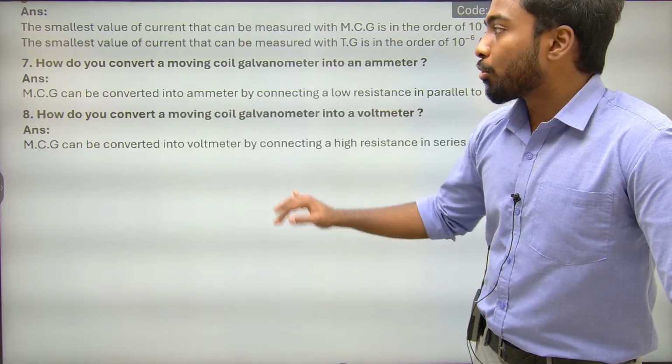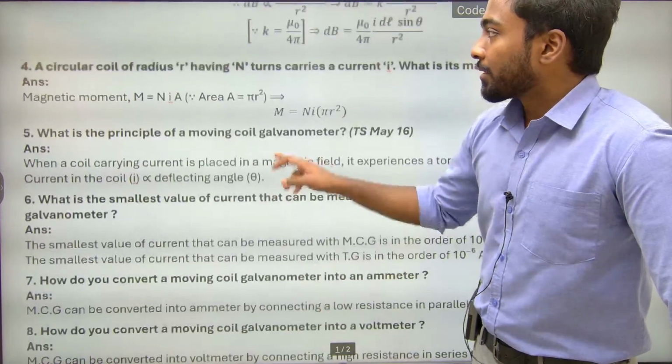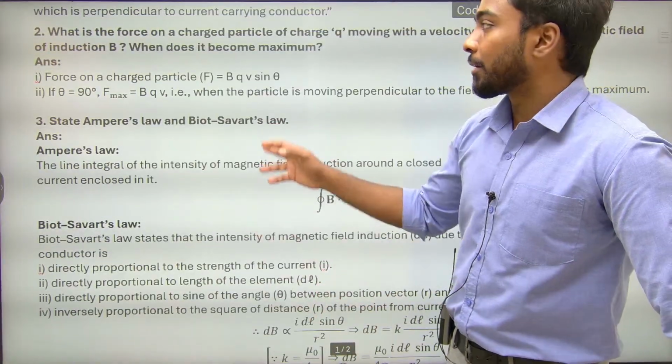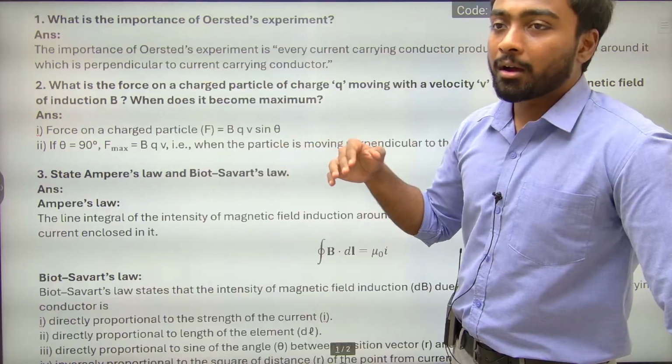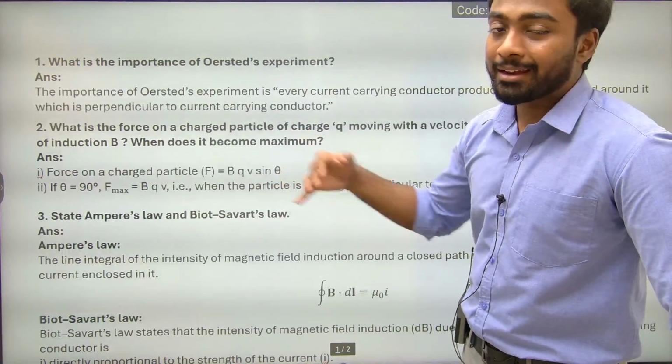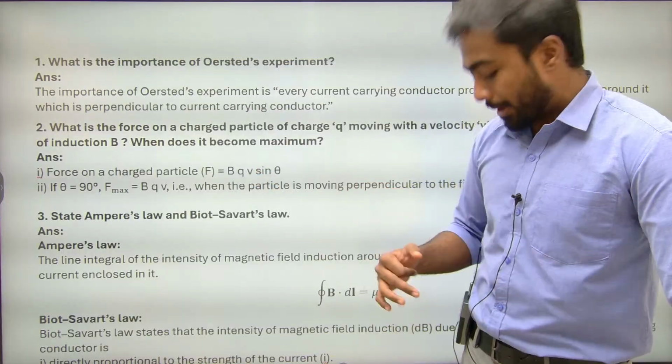So this is about this chapter, the very short answer questions of these last two lessons, moving charges and magnetism, and magnetism and matter. This chapter is moving charges and magnetism. In the last class we discussed magnetism and matter, right?